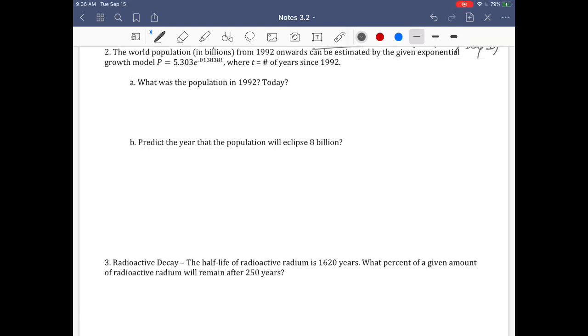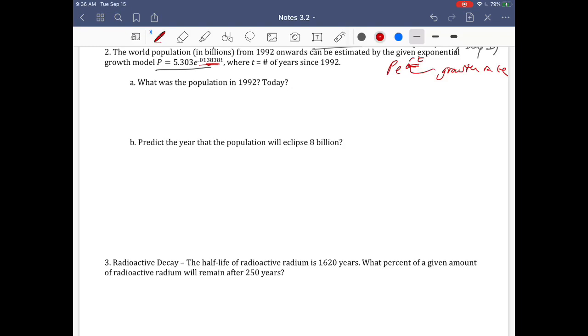Now that you've had a chance to read through and try the problem, let's talk about it. This model here hopefully looks a little bit like your compound interest formula, PERT. Everybody knows that one. And so essentially, this 0.0138 number is effectively your growth rate. So that's kind of how to interpret that little model.